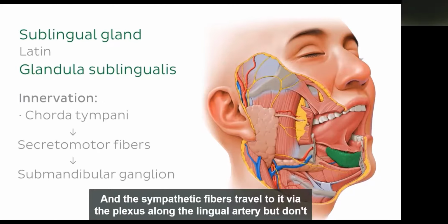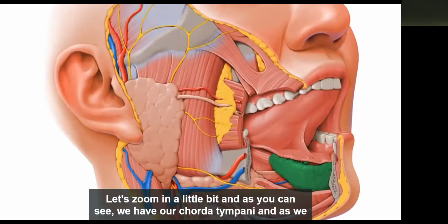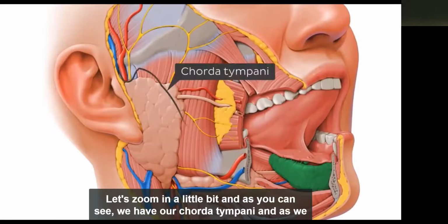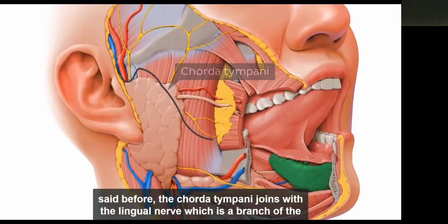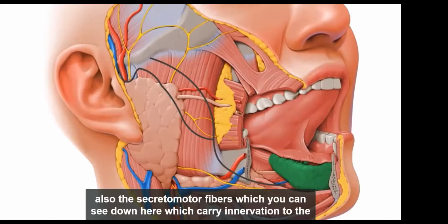And the sympathetic fibers travel to it via the plexus along the lingual artery, but don't worry if you didn't catch that, we'll go through that again. Let's zoom in a little bit. As you can see, we have our chorda tympani, and as we said before, the chorda tympani joins with the lingual nerve, which is a branch of the mandibular nerve, to carry taste fibers from the anterior 2/3 of the tongue, and also the secretomotor fibers, which you can see down here, which carry innervation to the submandibular ganglion.